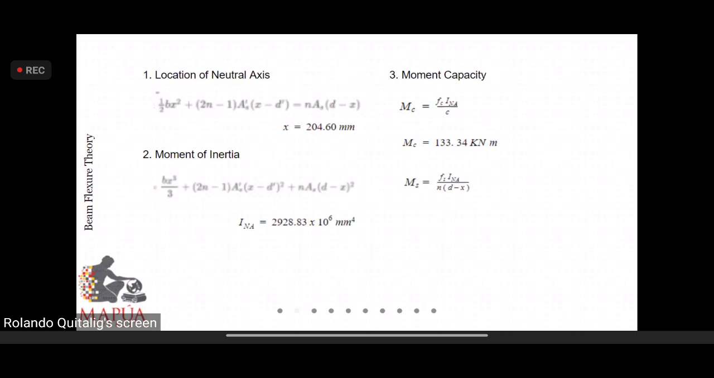With the same relation for beam flexure theory, but this will be Fs over n for Ft, and this is still the INA. This c is d minus x. We did compute for the x here. The n is the modular ratio. If we are dealing with the same property of the material, then the modular ratio is equal to 9. So this implies that our moment capacity for steel is 207.35 kilonewton meter. Moment capacity there is this magnitude.